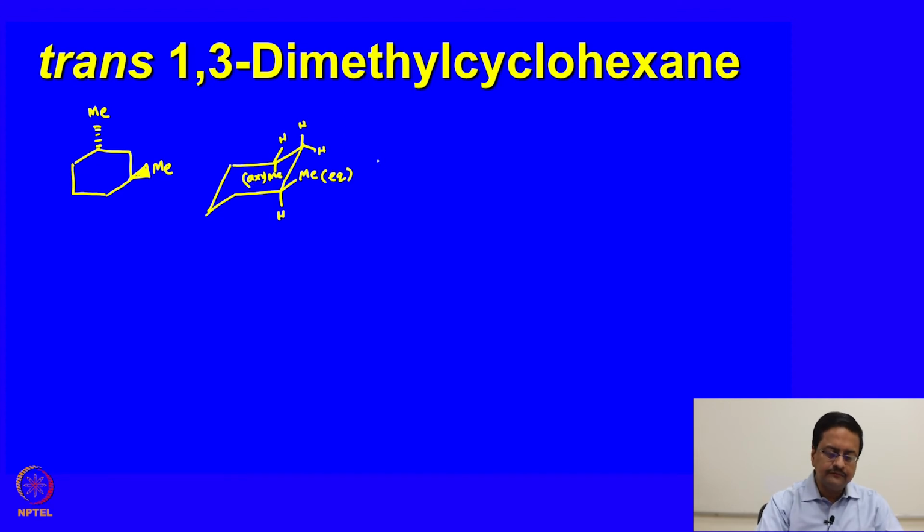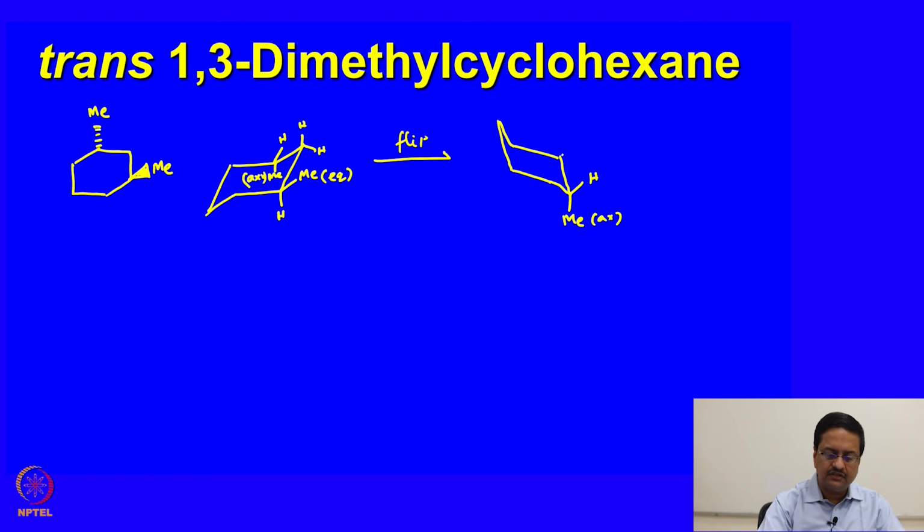Now if we try to flip this, what should happen? In the flipped condition, the axial bonds will become equatorial bonds and equatorial bonds will become axial bonds. So the methyl group which was here would be down and the hydrogen will be up. So it will become axial.